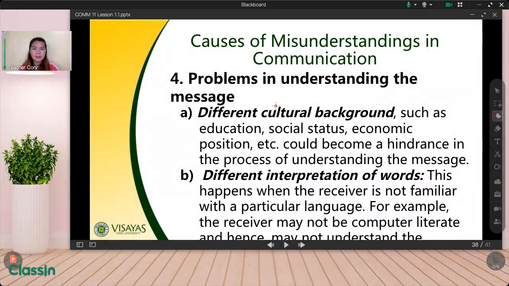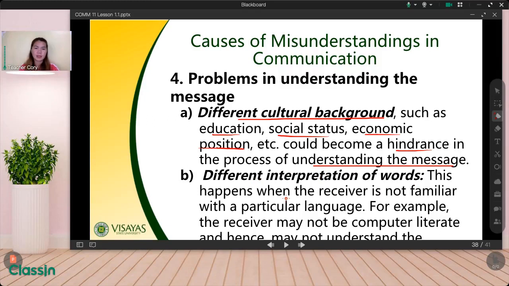Next, we have problems in understanding the message. So there is a different cultural background. This is a cultural barrier now, such as education, social status, economic position, etc., which could become a hindrance in the process of understanding the message. So these things can also hinder, for example, rich and poor, and differences in status. So that can really also affect the communication setting.